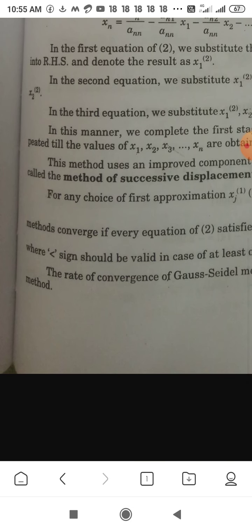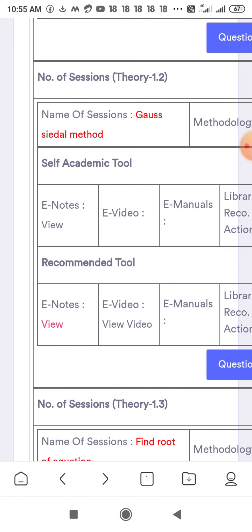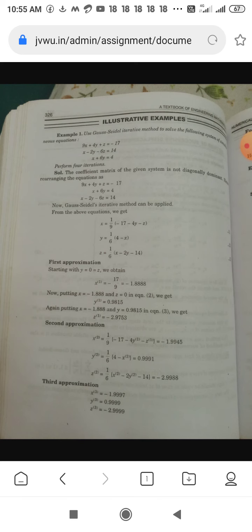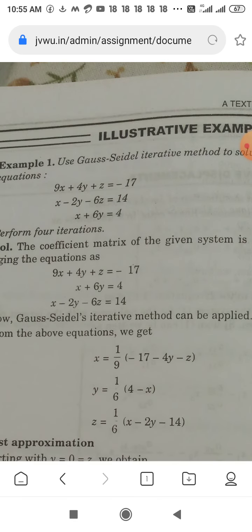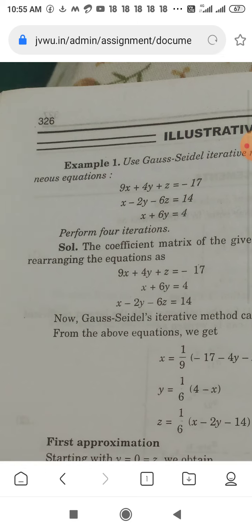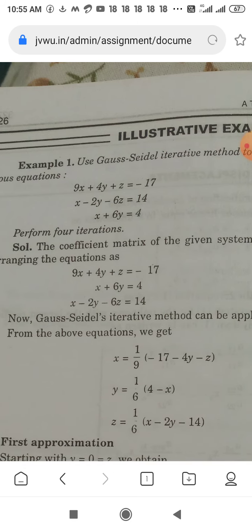This is explained by an example, and you can easily learn by the example. So this is the system of linear equations in front of you. The first equation is 9x plus 4y plus z is equal to minus 17. The second equation is x minus 2y minus 6z is equal to 14. The third one is x plus 6y is equal to 4. In this problem you have to perform 4 iterations.